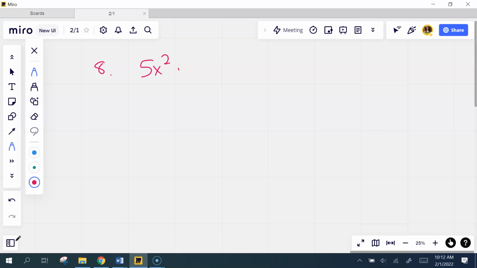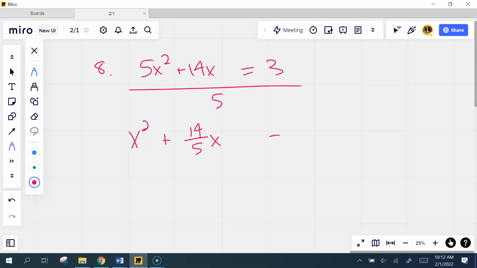5x squared plus 14x equals 3. I'm going to go ahead and divide everybody by 5. This is another nasty fractional problem, but if you keep it as the fraction, it'll make it a little bit easier on you. So I have x squared. All right, guys, if y'all need me to work them, I'm happy to work them, but if you don't need them, then we're going to keep going.